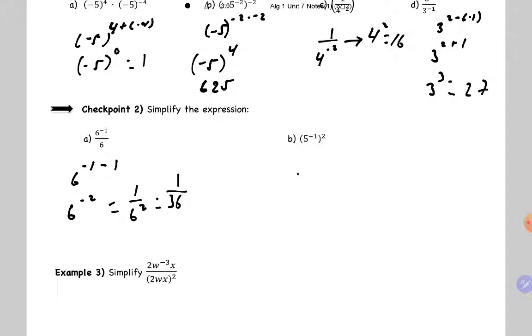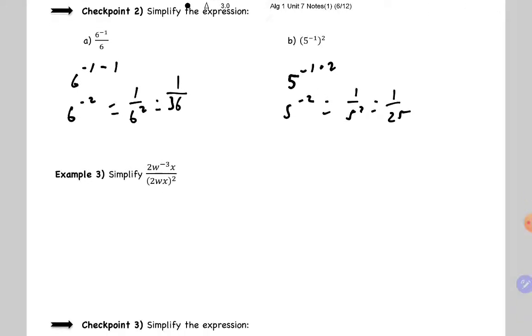Alright, 5 to the negative 1 to the 2. That means we multiply, so this is 5 to the negative 2. So this is equal to 1 over 5 squared, which is 1 over 25. Alright, let's mix in some letters into this.